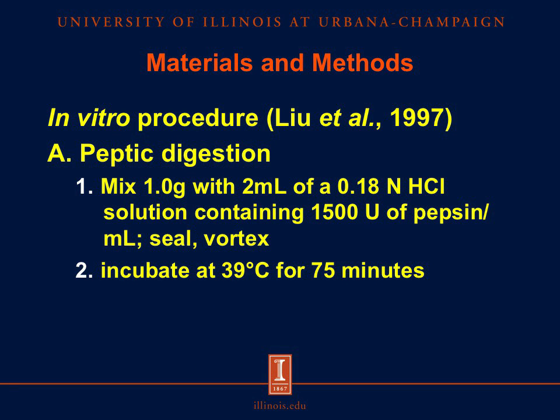For peptic digestion, wherein phosphorus digestion in the stomach was simulated, 1 gram of finely ground feed sample was mixed with 2 ml of 0.18 N hydrochloric solution containing 1,500 units of pepsin per ml. The sample was then sealed, vortexed, and incubated at 39 degrees Celsius for 75 minutes.